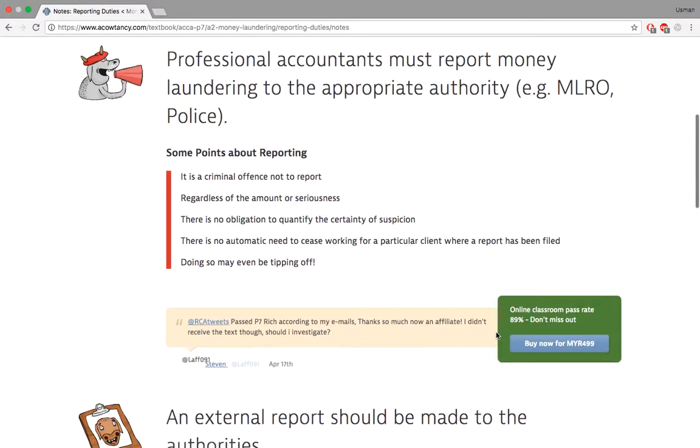Professional accountants must report money laundering to appropriate authorities. I'm an accountant. Where should I report the money? For example, the MLRO or the police, or go public. I can go public. I have to, if I have to, right? It's a criminal offense if you don't do it, and you better not tip off people. They'll run away.